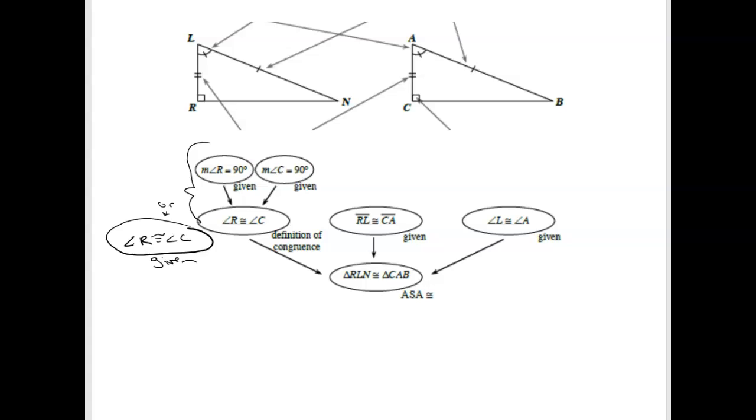But notice here that LR and CA, notice I didn't use definition of congruence because I didn't put any numbers in, because I didn't actually have any numbers. So notice this time I just had given information. And again, notice the three arrows pointing towards our final result. So RLN congruent to CAB. And again, ASA is our congruency symbol.